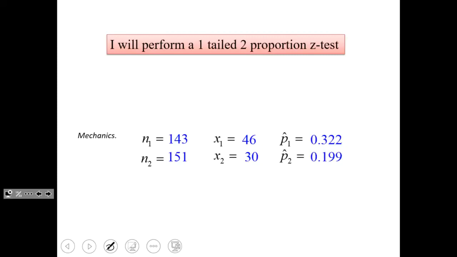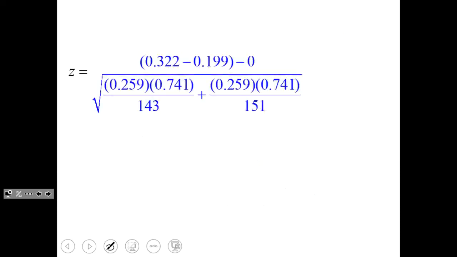If I just divide 30 by 151. Now, I still have to pool my data, so I have all my successes pooled. So I'd have 76 successes out of 143 plus 151, so 294. And we divide that and we find 0.259. This class is an arithmetic class. I'm not going to spend a lot of time on how to do these. It's basic fraction division. All right, so we've got to find my z-score.